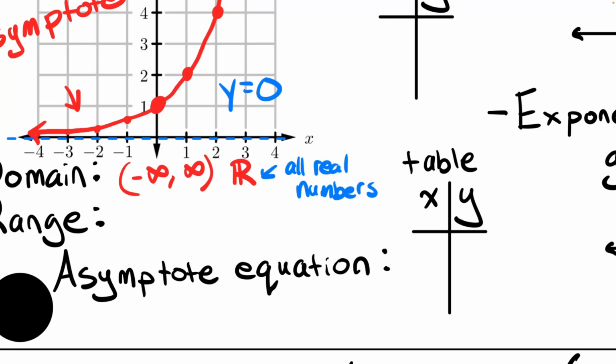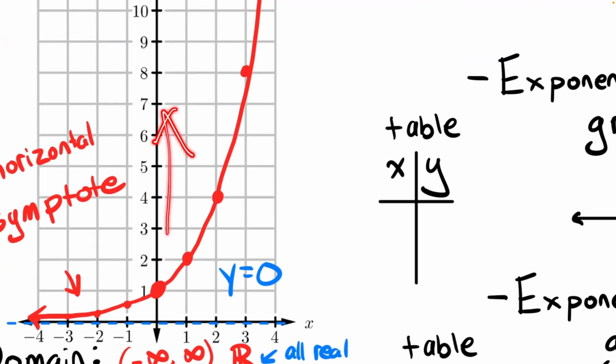Okay, the range is a little bit different though. Can I go up forever and ever? Oh, sorry, I stole the definition. The range is how far up and down you're allowed to go on a graph. Can I go up forever? Yes. Can I go down forever? I can't go past 0. I can't even get to 0.